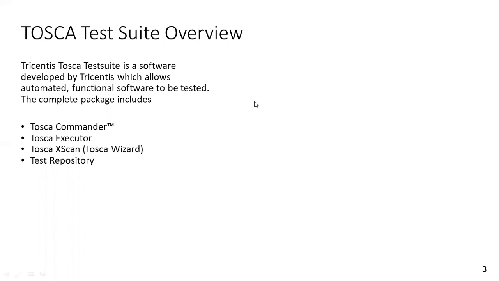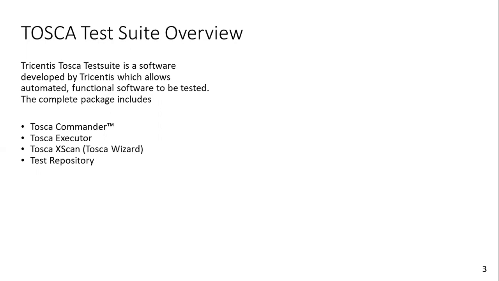So to start with, Tosca has basically 4 parts, which I generally say to everybody. Tosca Commander is the core of Tosca, where you write your test cases, where you execute your test cases, where you capture the test objects. Tosca Executor is a functionality given by Tosca that if you want only the test cases to be executed in some machines, then you can install Tosca Executor, and from one master slave concept, you can get the Tosca Executor done.